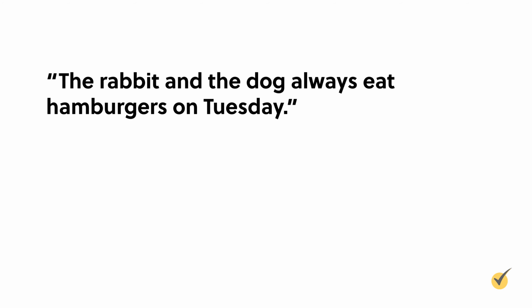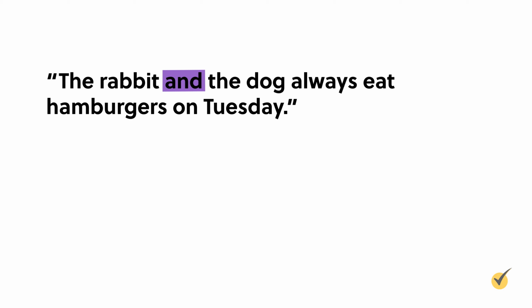Alternatively, we can use a conjunction to revise our run-on sentence. A conjunction is a word used to connect clauses together. One of the most common conjunctions is the word and. When applied to the previous example, we can create the following sentence. The rabbit and the dog always eat hamburgers on Tuesday. Our conjunction and helps us connect two subjects and tie them to the same predicate for clarity.